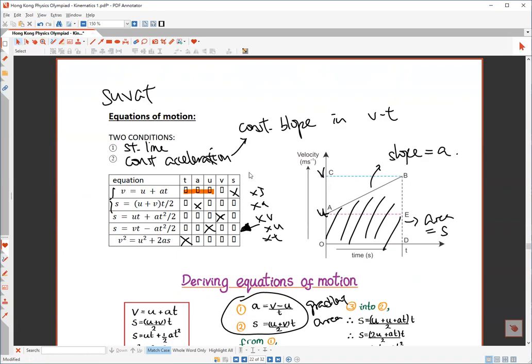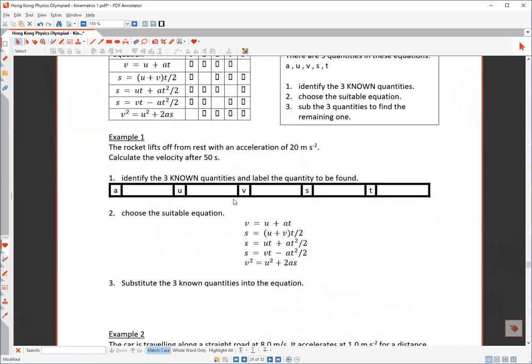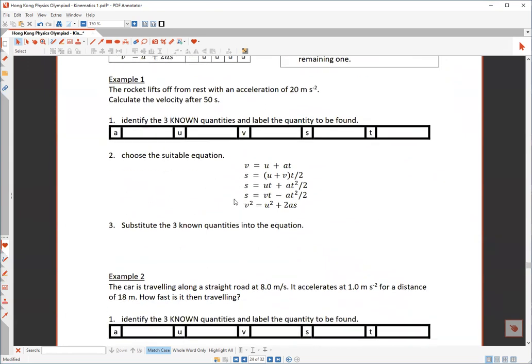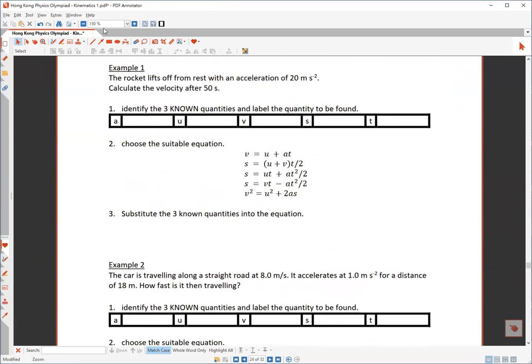So let's have an exercise on some of the questions, just to give you some idea how to use these equations. Starting from rest means the initial velocity is 0, and the acceleration is 20, so a is 20. The time is 50 seconds, and you want to find v. So you need the equation without s, since you just have these four quantities. The one without s is the first one. Then you substitute into the equation to get the answer.